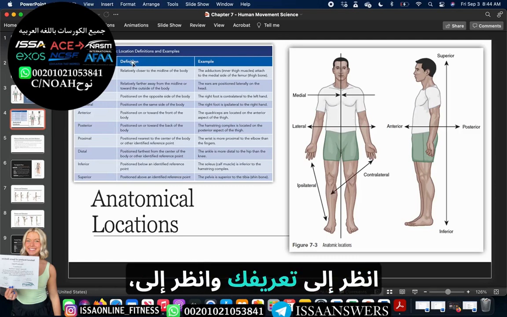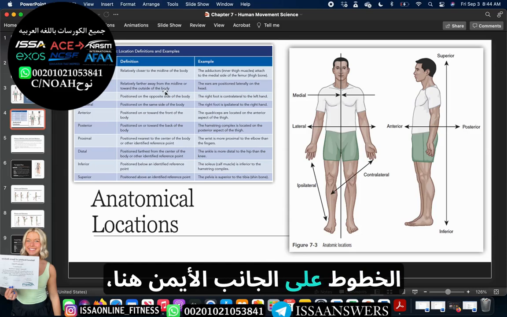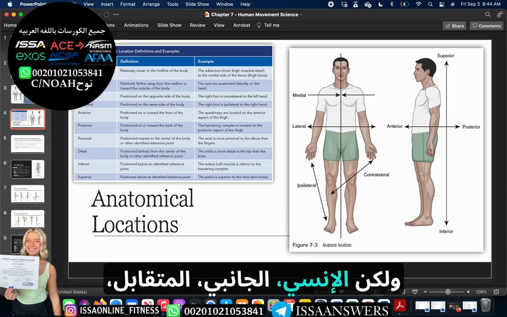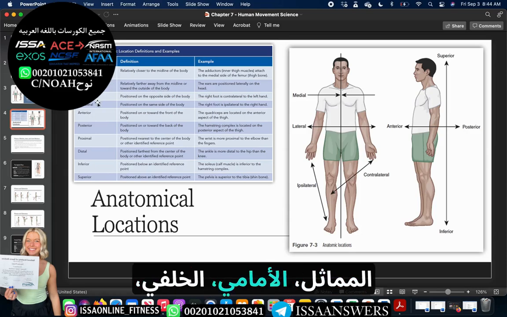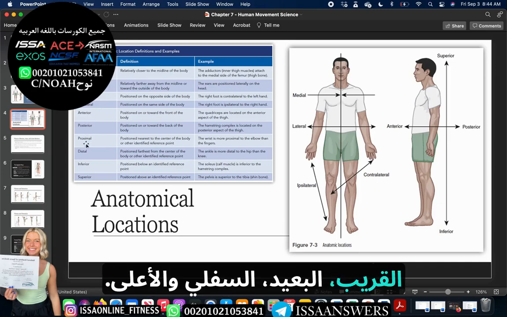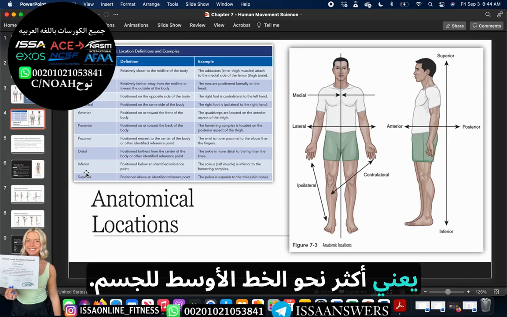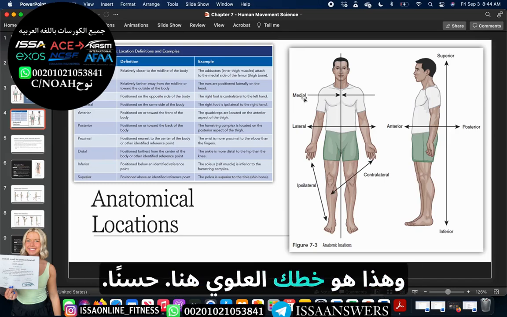Look at your definitions and at the lines over on the right side here: medial, lateral, contralateral, ipsilateral, anterior, posterior, proximal, distal, inferior, and superior. Now, medial means more toward the midline of the body, and that's your upper line right here.